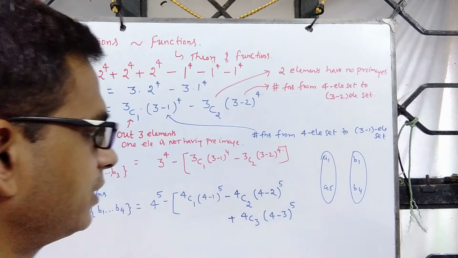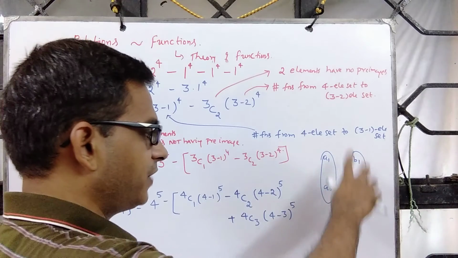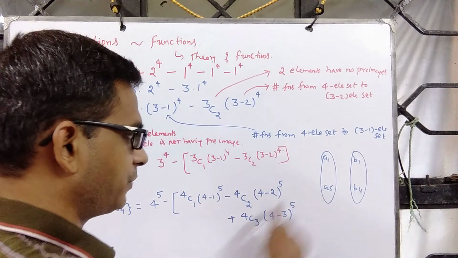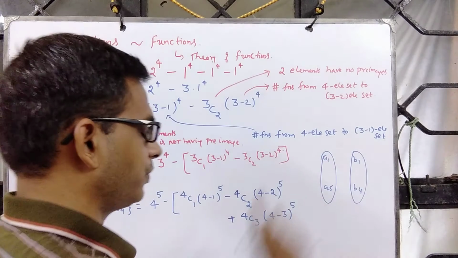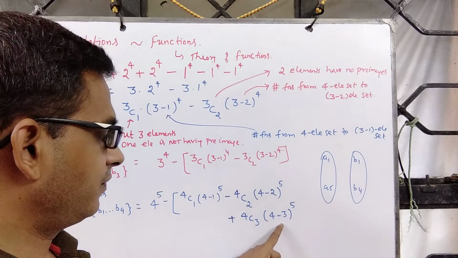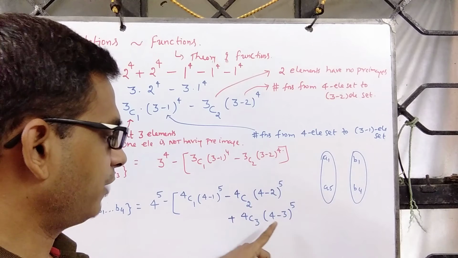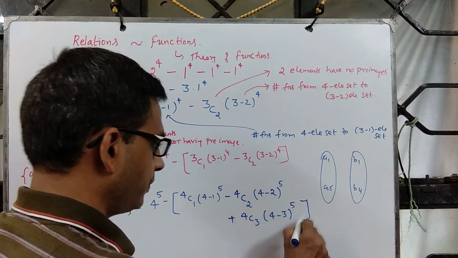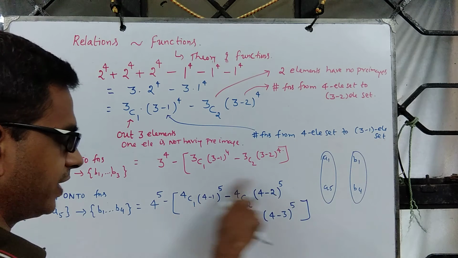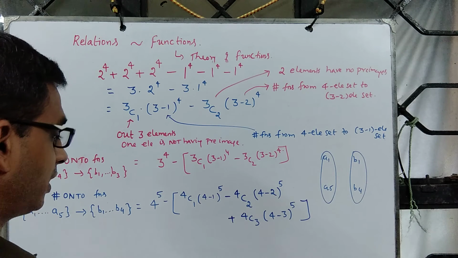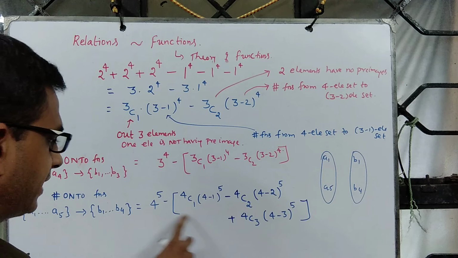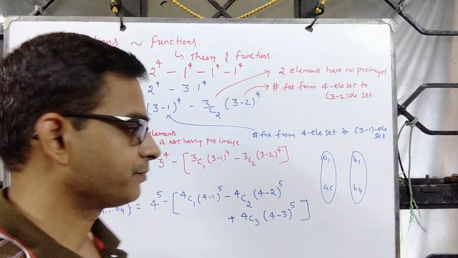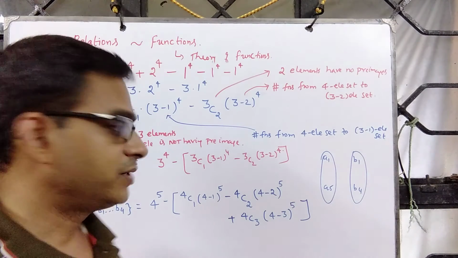Functions in which 3 of them are not having pre-images means all of this will be mapped to 1, which is precisely exactly one function, (4 minus 3) to the power 5. So this count tells you the non-onto functions. If you subtract that from this, we get the number of onto functions. Fine. Now this can be generalized.